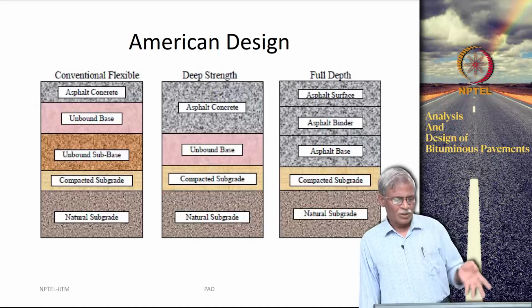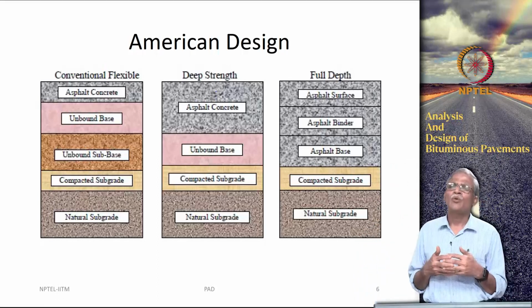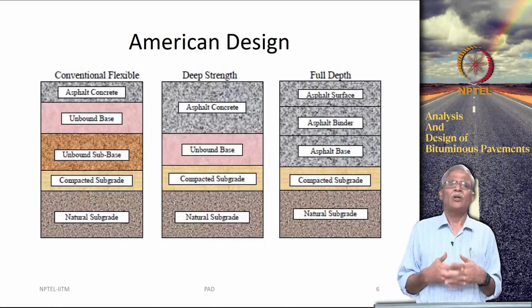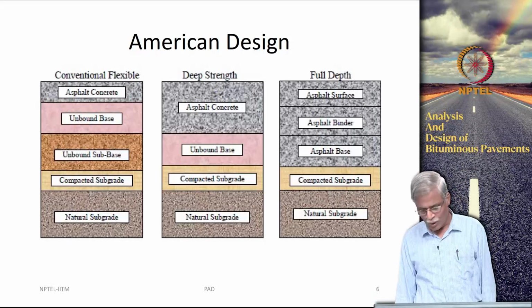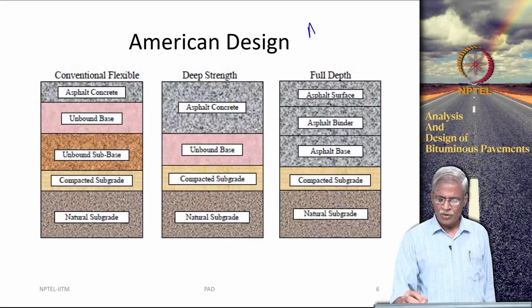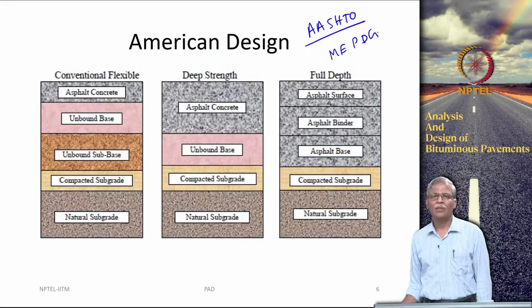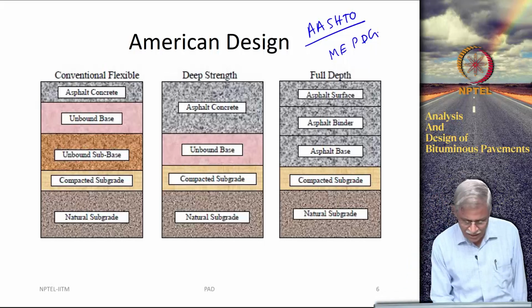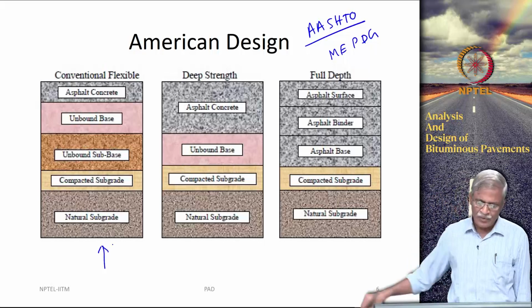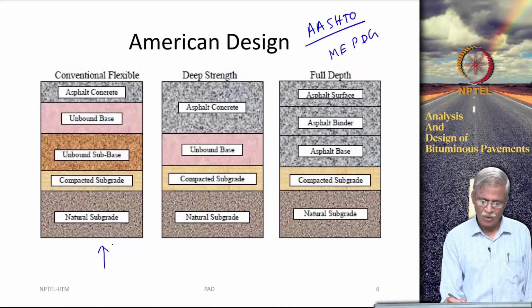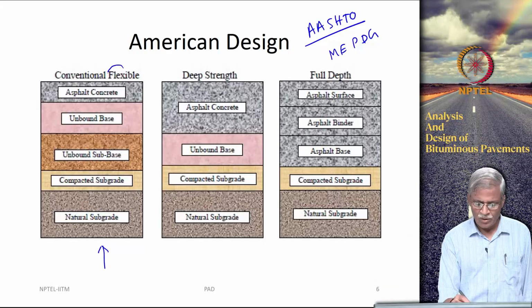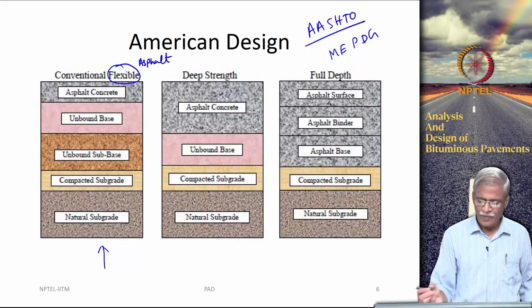Now, this is the general cross section that you saw, but if you take a look at the typical cross section that is provided in American roads, which is most of the design procedures that follow AASHTO and what we call as MEPDG, Mechanistic Empirical Pavement Design Guide. So, you will see that there is a conventional flexible pavement. Now, we call it as asphalt pavement or bituminous pavement.